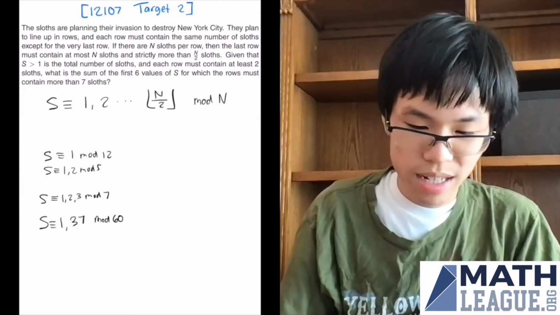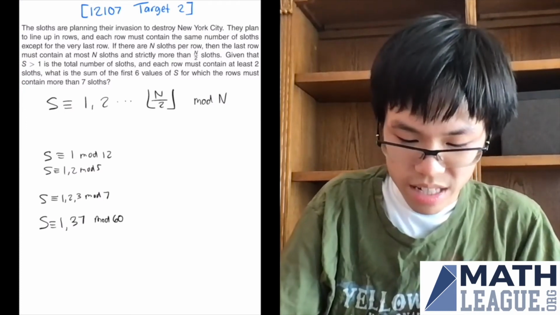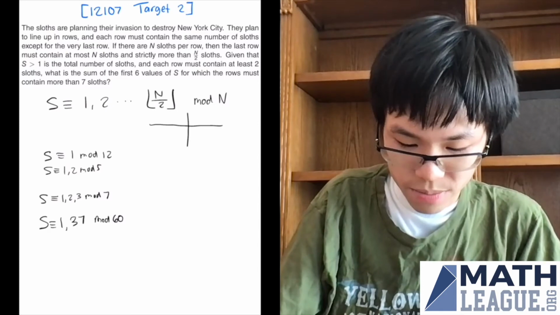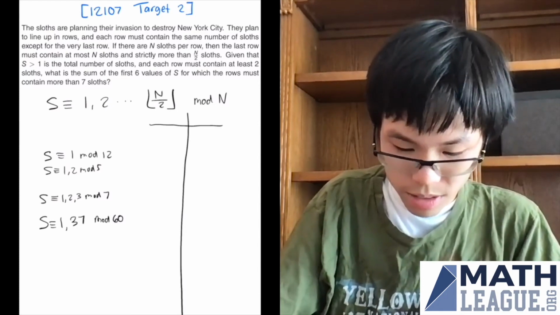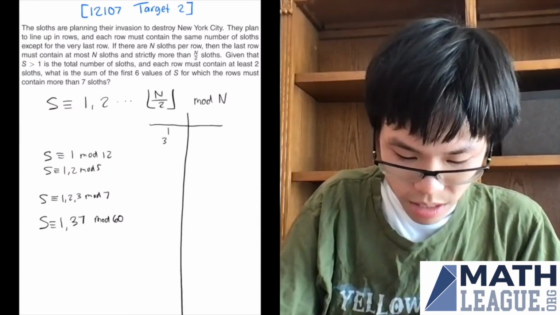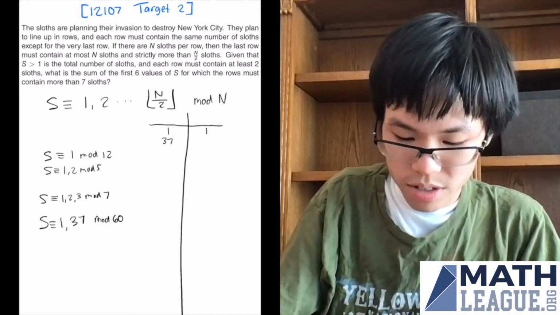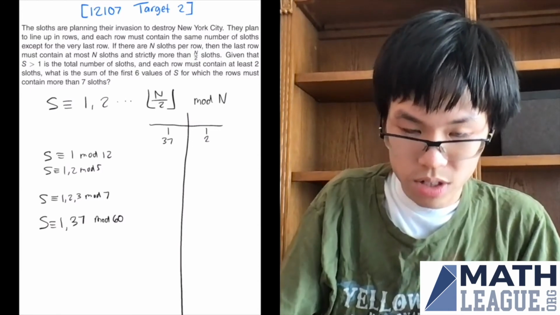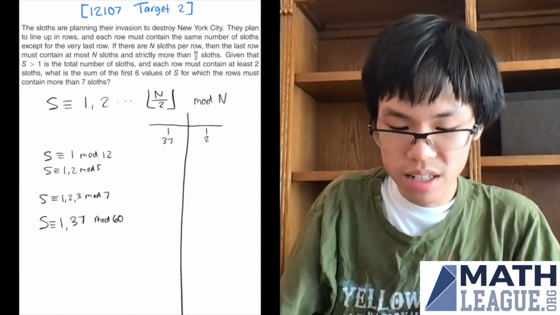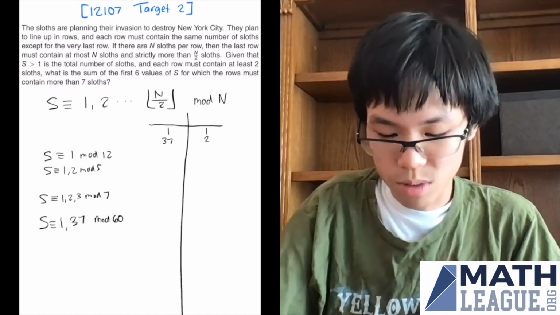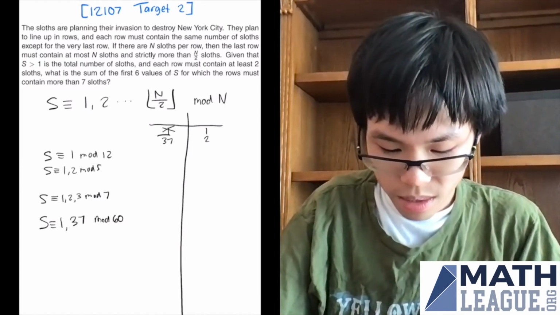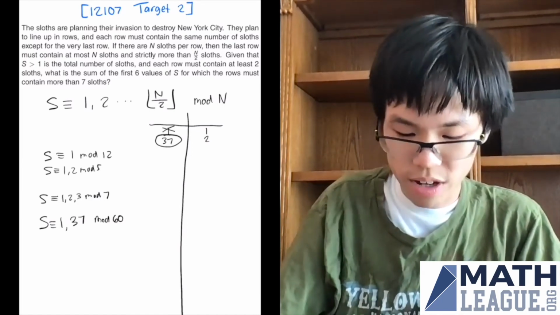Now we just have the mod 7 to work. Maybe let's make a t-table to organize our information. So 1 and 37. 1 leaves a remainder of 1. 37 leaves a remainder of 2. So those work. But 1 is not greater than 1, so no. So 37 is the first value that works.